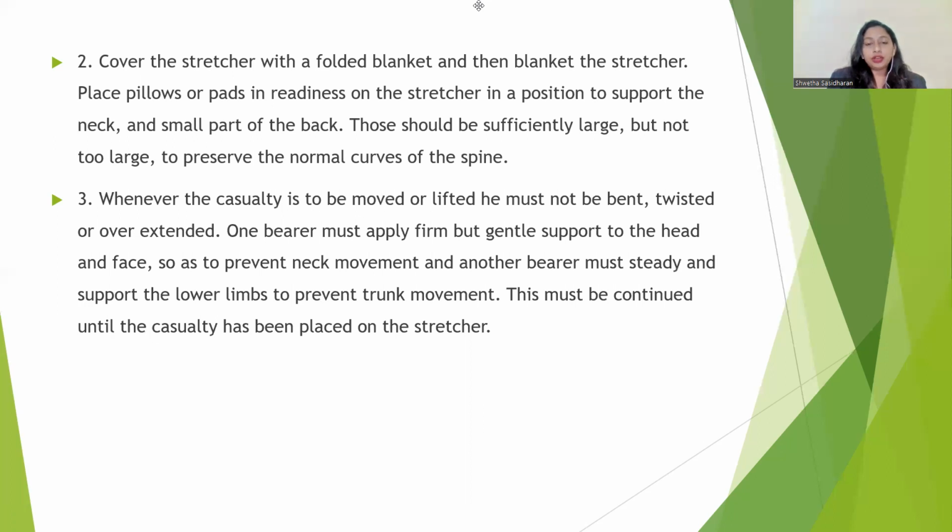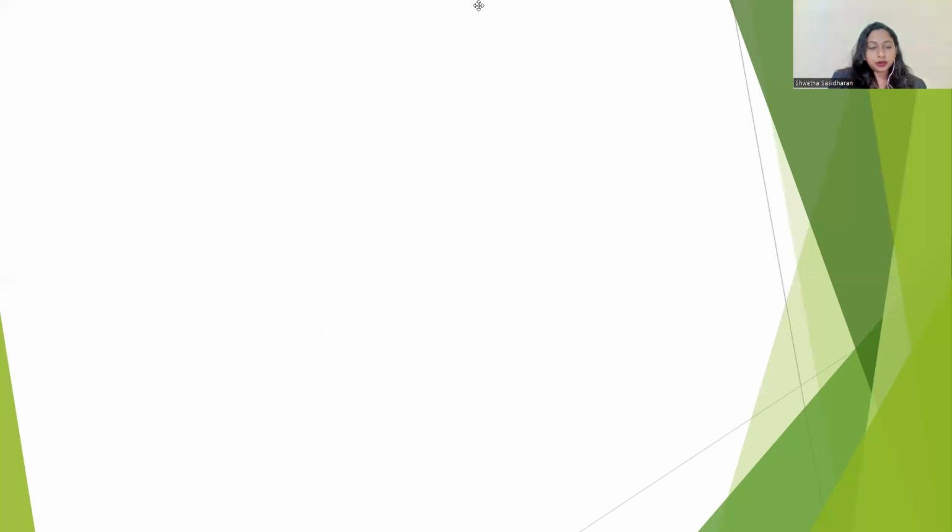It is very much important. Any kind of slight movement of the spinal cord during the transportation can cause fatal consequences. So we have to make sure that no such movements happen when we are lifting, so that bending, twisting and overextended positions do not occur. One bearer must firmly but gently support the head and face to prevent neck movement, and another bearer must be steady and support the lower limbs to prevent trunk movement. This must continue until the casualty has reached the stretcher.